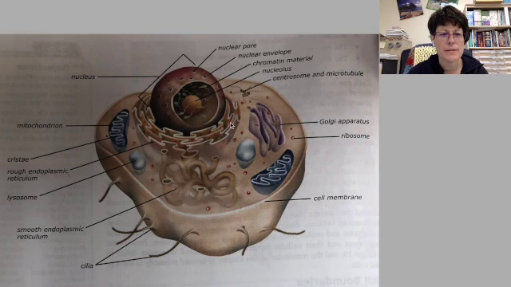So here we can see endoplasmic reticulum, ribosomes attached to it. So that would be rough ER. Out here, no ribosomes attached. That would be smooth ER.